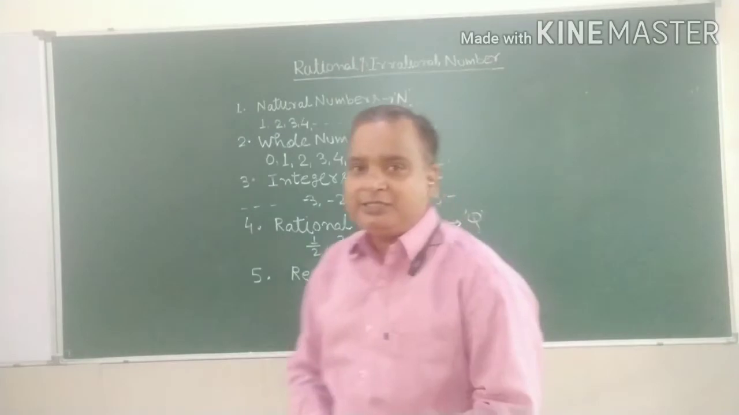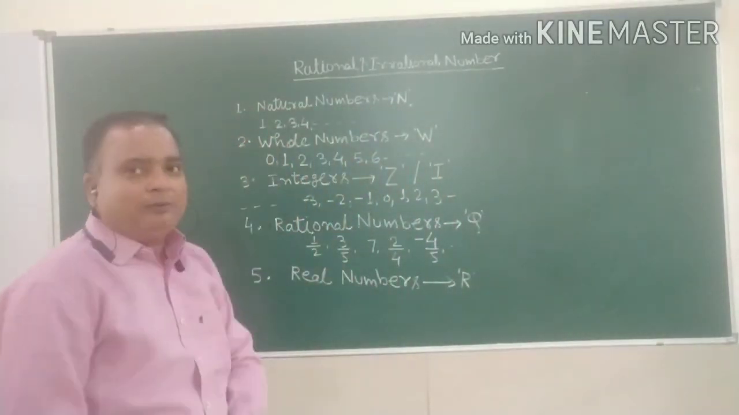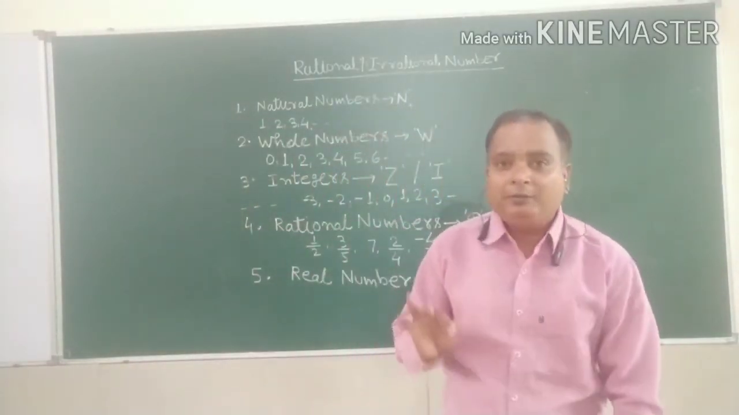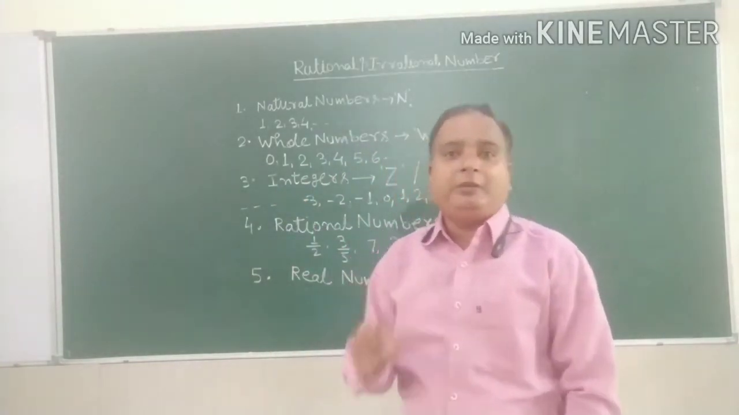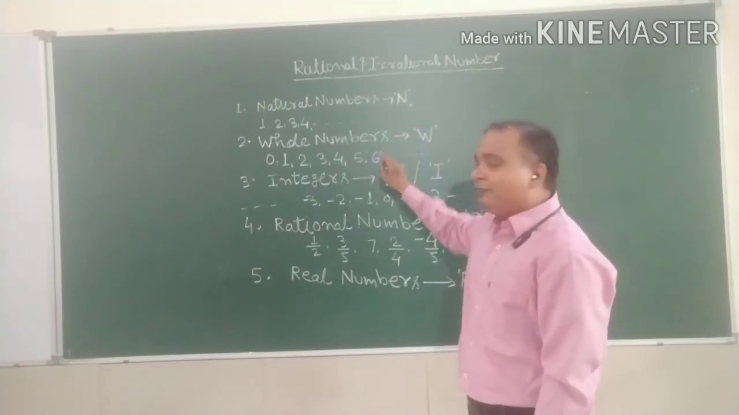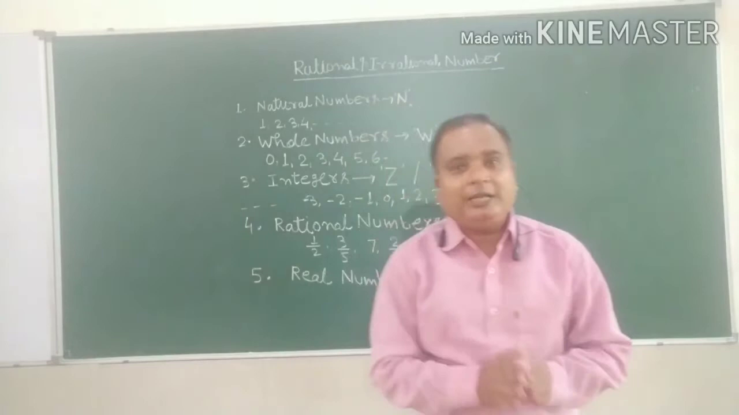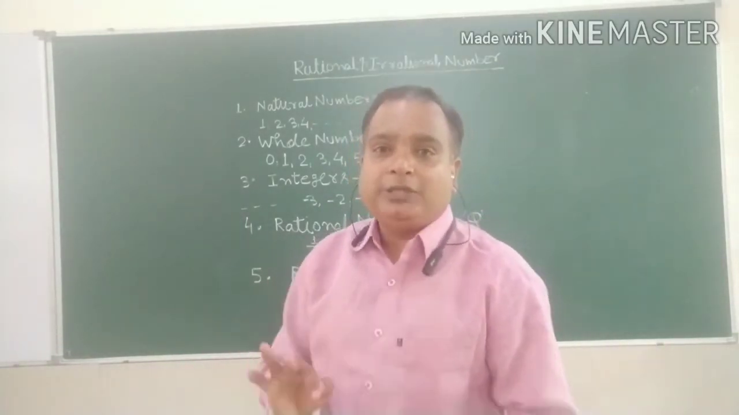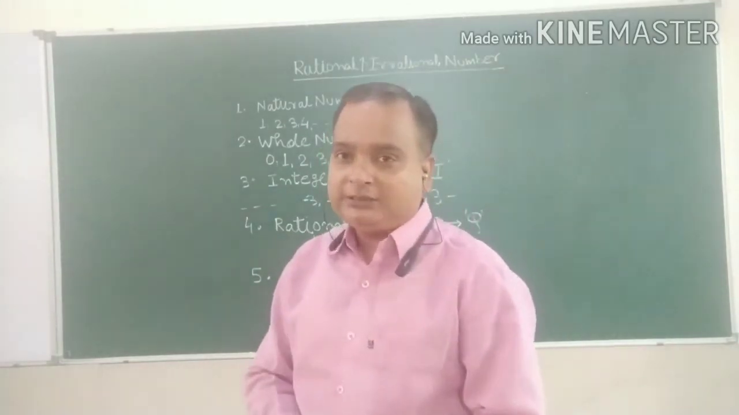Next, that is integers. Now look here. In natural numbers and whole numbers, we included only positive numbers and 0, but here we have not included any negative number. So if we include natural numbers, whole numbers and all negative numbers, then the number system is called integers. So the examples of integers are positive integers and negative integers.